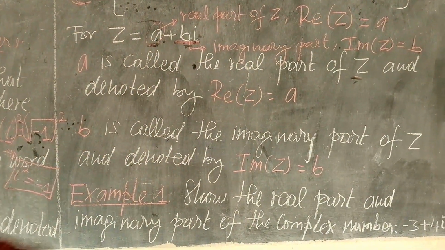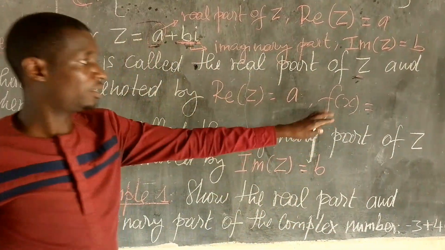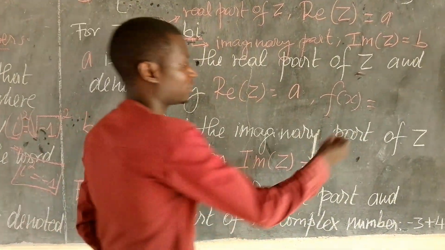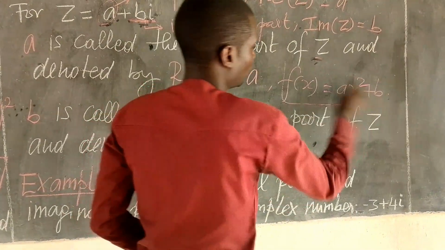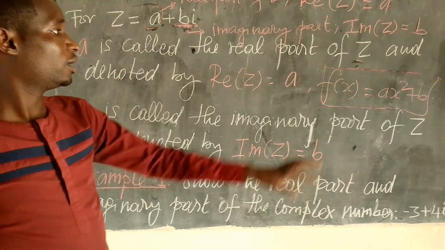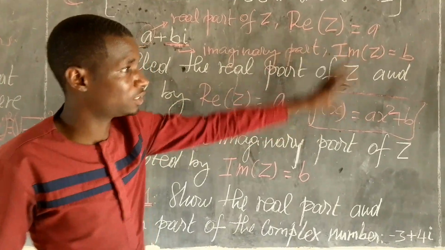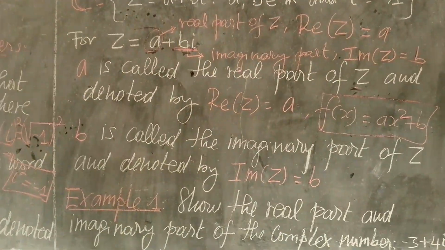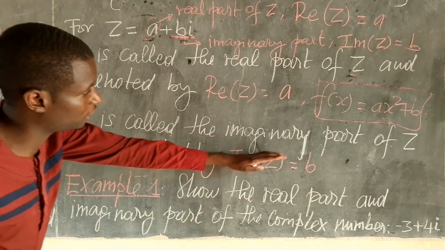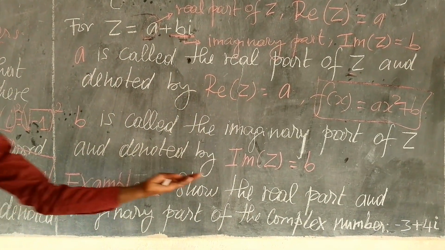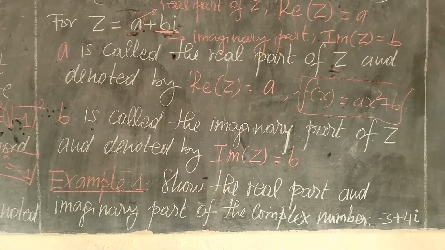It's the same as with a function. We have seen f of x in another set, for example f of x equals ax squared plus b. In the complex numbers, we use z to show this. The given set is the complex numbers, or a complex set. b is called the imaginary part of z and is denoted by this one.